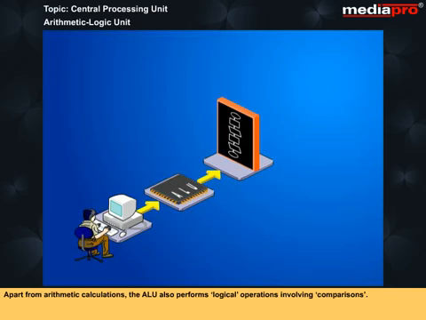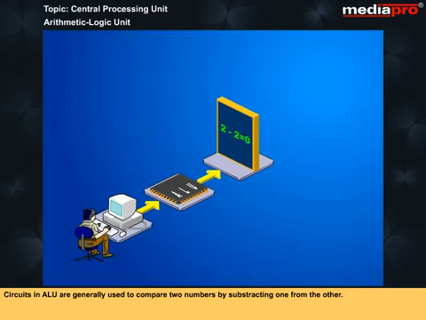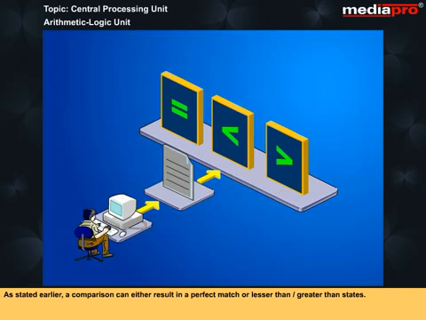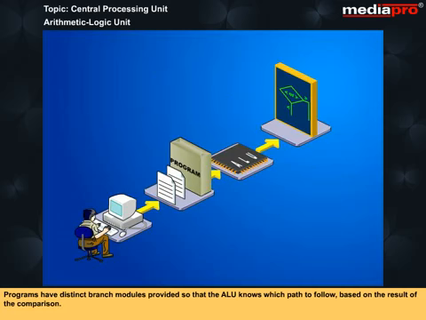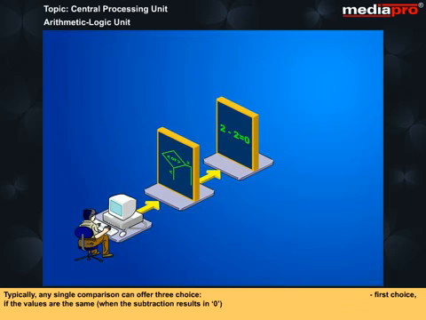Apart from arithmetic calculations, the ALU also performs logical operations involving comparisons. Circuits in the ALU are generally used to compare two numbers by subtracting one from the other. As stated earlier, a comparison can either result in a perfect match or lesser than or greater than states. These are depicted by the sign and the value of the result. Programs have distinct branch modules provided so that the ALU knows which path to follow based on the result of the comparison. Typically, any single comparison can offer three choices.